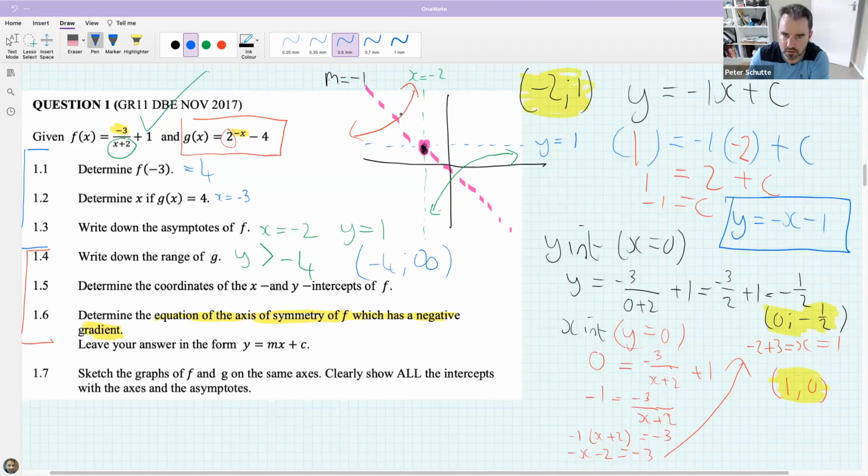And so that is the equation of the axis of symmetry that has a negative gradient. If I wanted to find the one that goes this way, the only thing that would change is the gradient of the green line, which would have a gradient of +1. But the working out would be exactly the same. But they didn't ask for that, so I'm just throwing that in there.